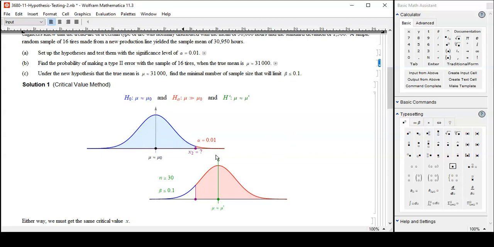So 99%, 1%, that's the standard. And then we have the second picture of 31,000. And the problem says beta is 10%. So 10%, 90%.